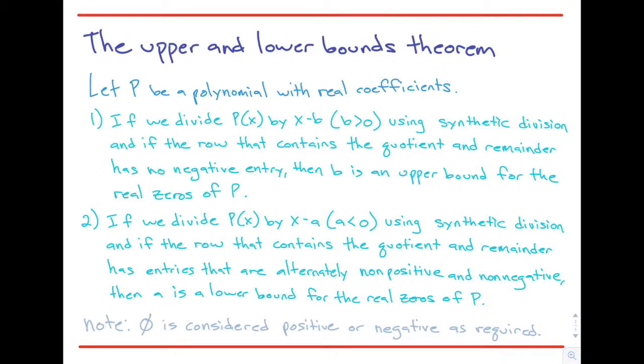So what this helps us do is eliminate a lot of possible rational real roots of p that we get from the rational roots theorem. Sometimes we may end up with 10, 12, 14 possible rational real roots, and using the upper and lower bound theorem helps us narrow that down. So now a quick example so you can see once again what to look for that meets the criteria for an upper and lower bound for the real zeros of p.